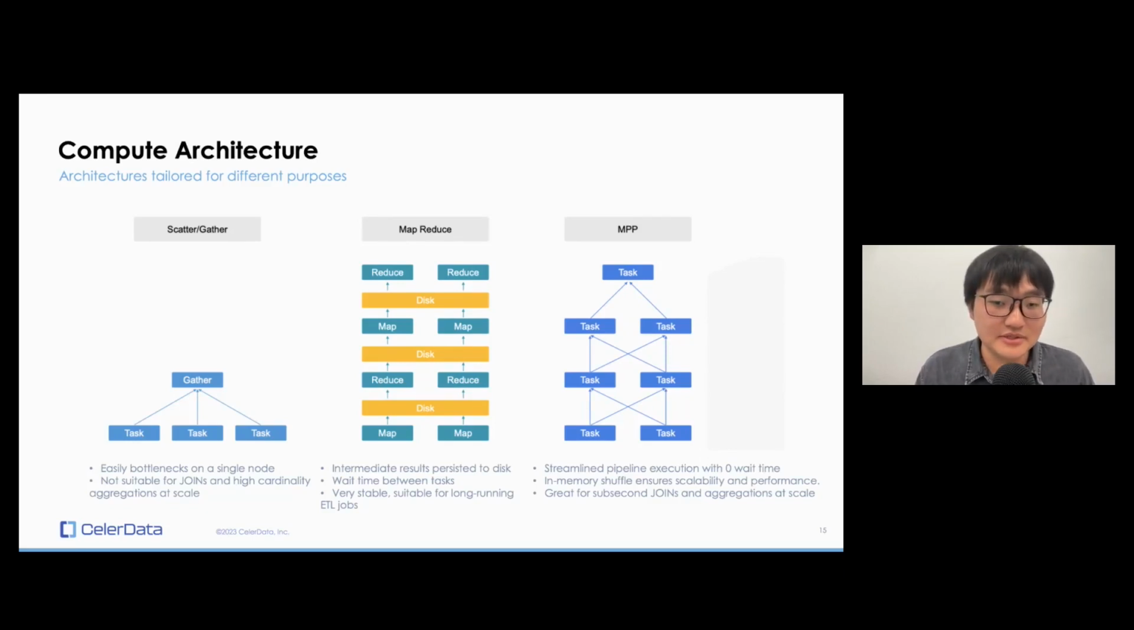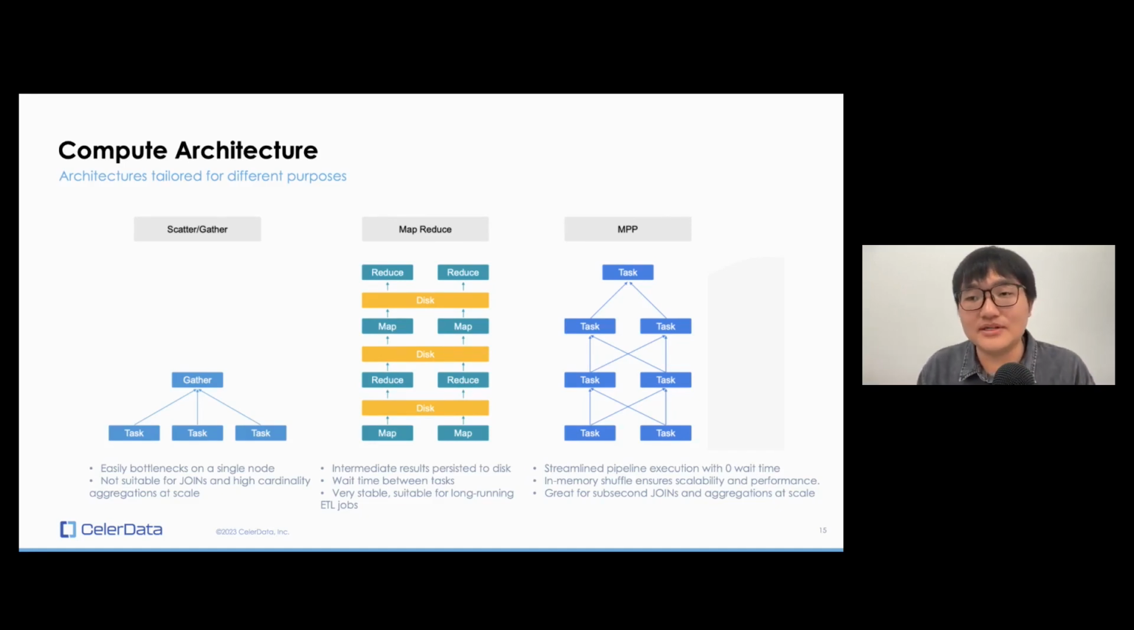And this is especially not suitable for join and high cardinality aggregations at scale, because for scatter gather on join, other real-time OLAP databases do not support data shuffling. They depend on other kinds of methods that are more scatter gather, so it easily creates a single bottleneck in the whole cluster. I'm going to go into the detail later in two slides.